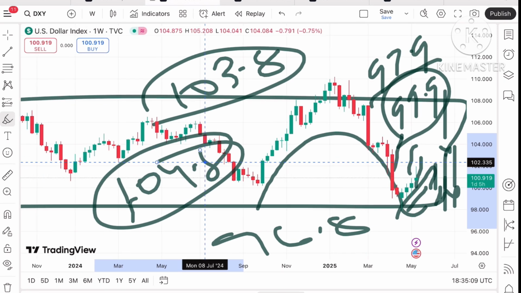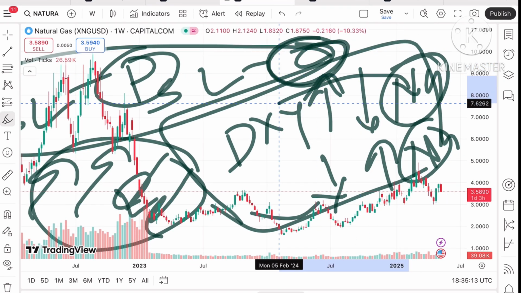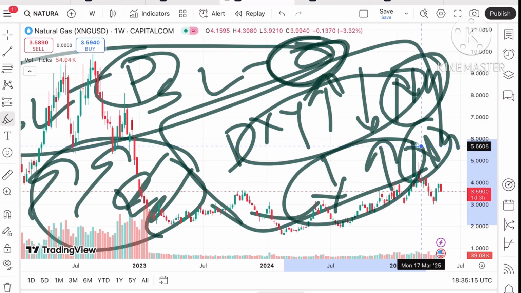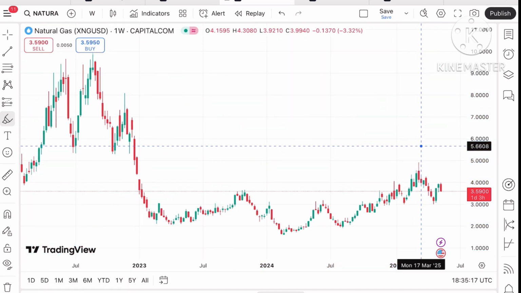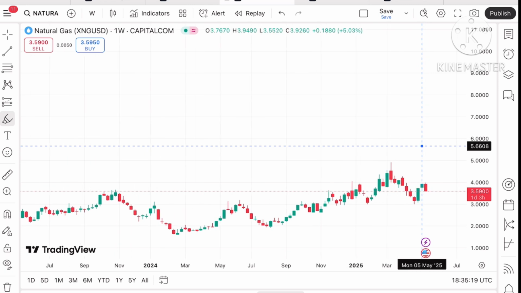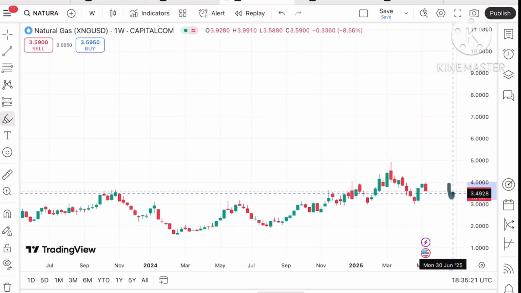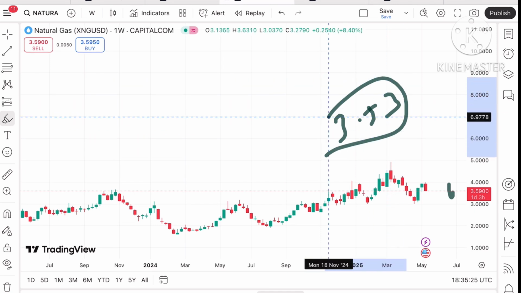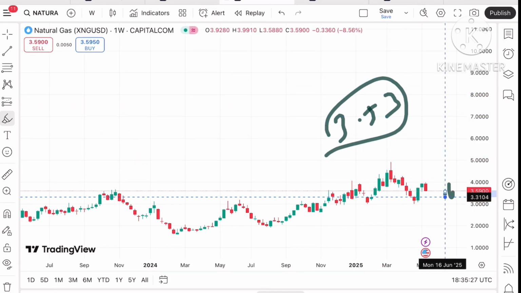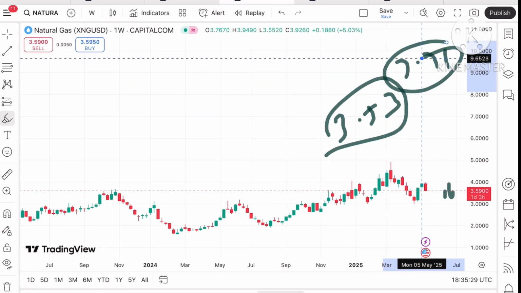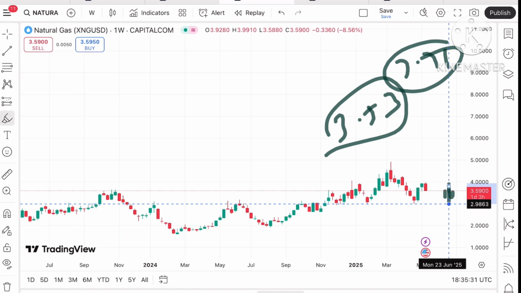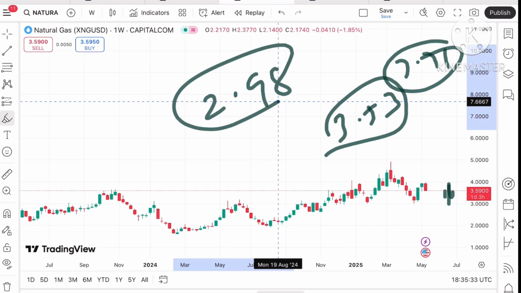Coming back to the natural gas price, what we can see is that the dollar index and natural gas are inversely related to each other. So let's see how the dollar index and natural gas price are moving. If the natural gas price doesn't sustain this level, a very close support we can see coming at a level of 3.53 and from there a level of $3.31. If the price goes below that particular level, the chance of touching 2.98 we can see.